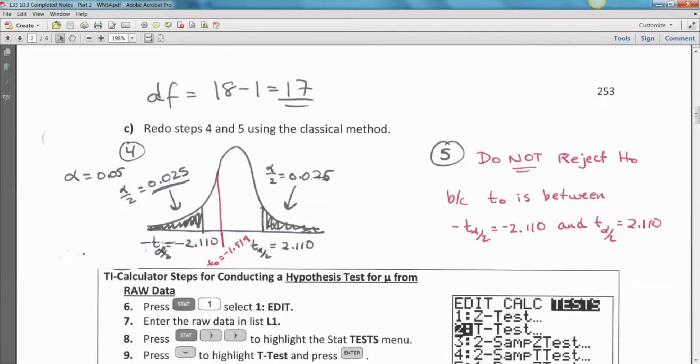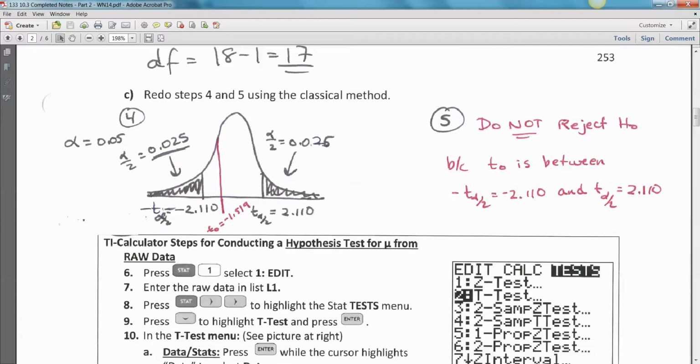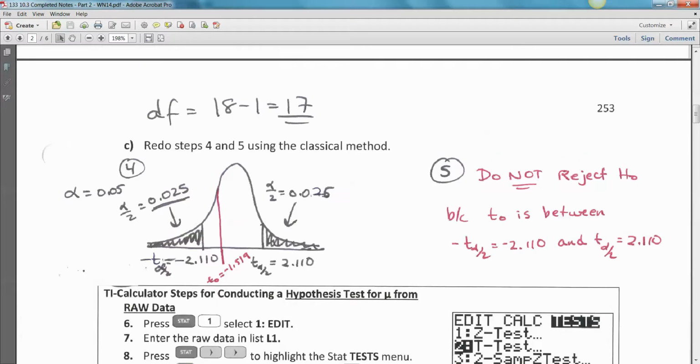All right, we're all done with running t-tests with the calculator from both raw data and from statistics. So now you know how to do both.